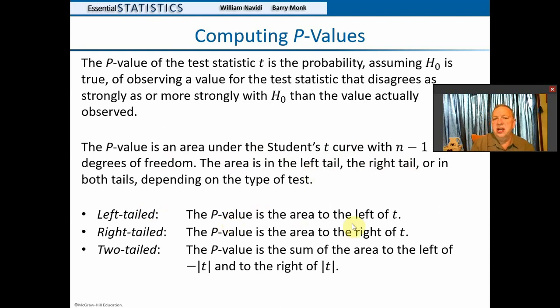Left tail, the p-value is the area to the left of t. Right tail, the p-value is the area to the right of t. And if I'm two-tailed, the p-value is the sum of the area to the left and to the right, which is twice that value since this is symmetric. Just multiply it times 2.